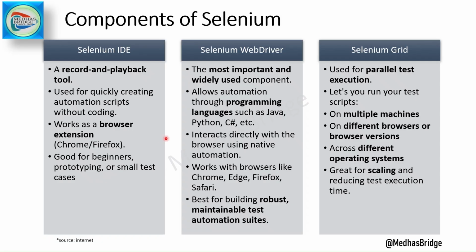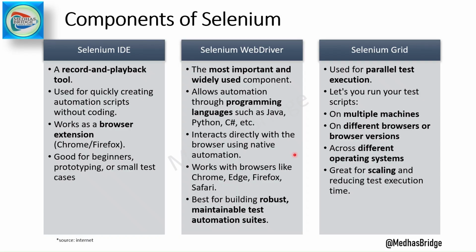Now let's look at Selenium WebDriver. This is the most important, widely used component. It allows automation through programming languages like Java, Python, C Sharp. It interacts directly with a browser using native automation. It works with browsers like Chrome, Edge, Firefox, Safari, like we discussed. Best for building robust, maintainable test automation suites.